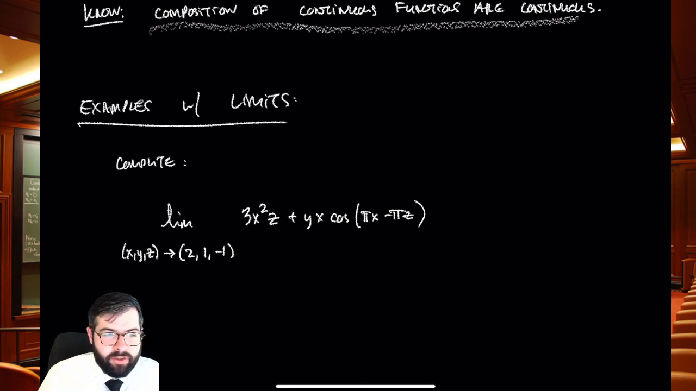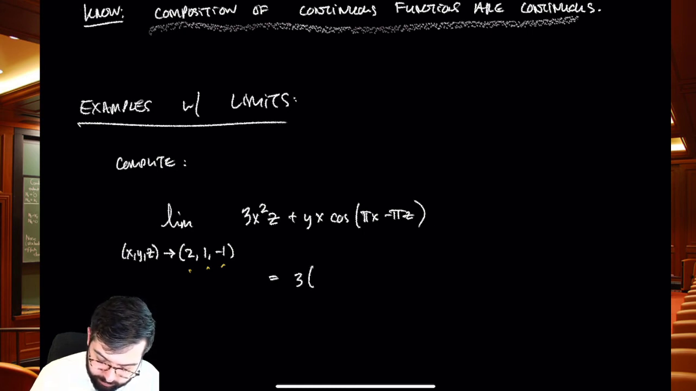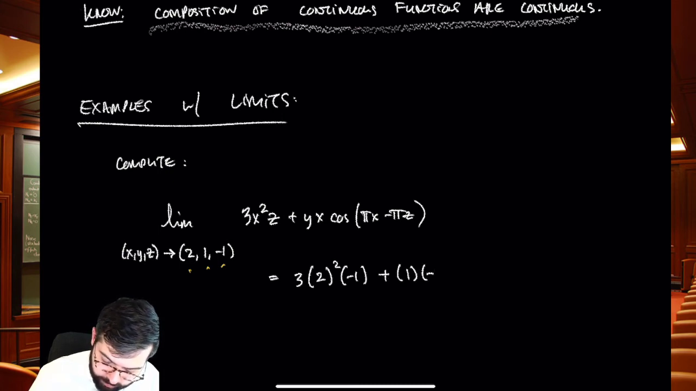And so we see here that this function is continuous at this point in question, right? At 2, 1, negative 1, this guy has no problems. This guy has no problems. So since it's continuous at this point, we can just simply plug in the values and move along with our lives. So this is really 3 times 2 squared times negative 1 plus 1 times 2.